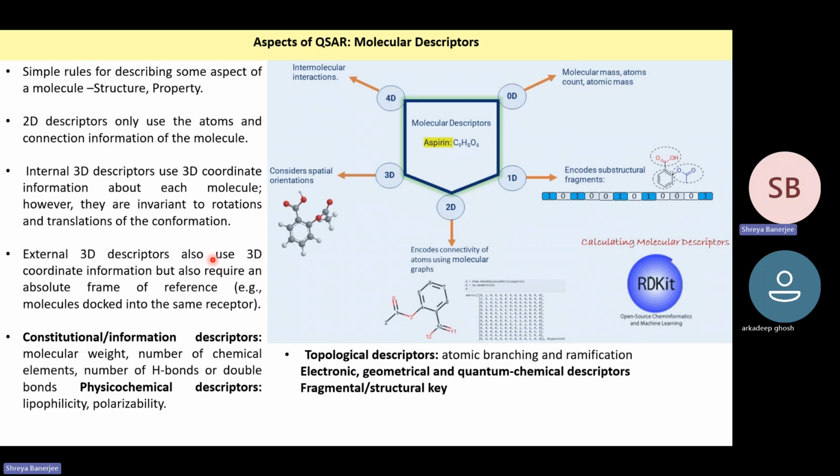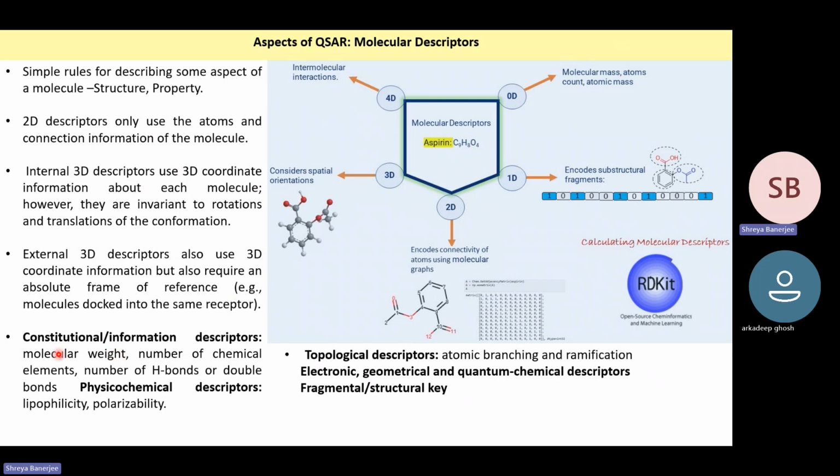External three-dimensional descriptors can also use 3D coordinates. So you can either have the 3D coordinates in an internal frame of reference or an external frame of reference where the molecule is docked into a receptor. And finally, the four-dimensional descriptors talk all about the different intermolecular interactions.